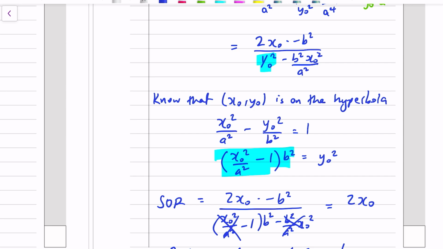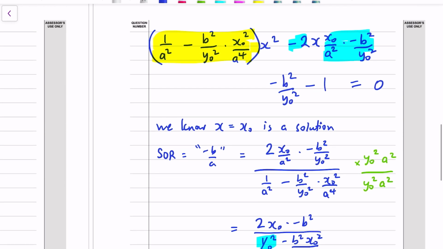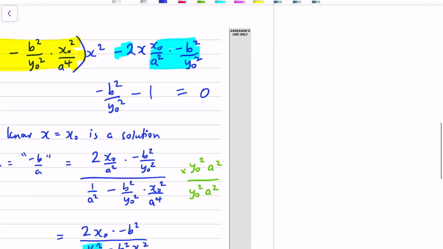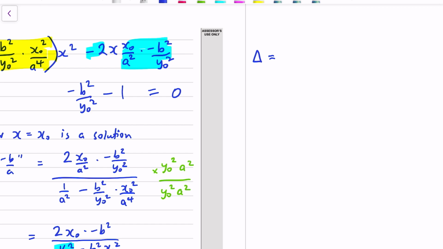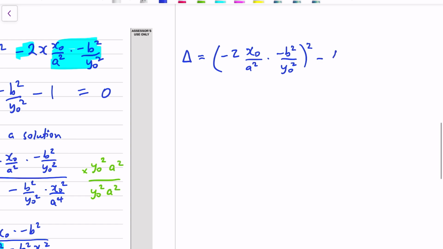where we replaced the y naught squared expression. So I wonder if the discriminant would have been an easy way to do this problem. Go back to that quadratic that's in standard form, that's in yellow and blue at the top, and then I go straight to discriminant, b squared, okay, the b part, minus 4 times a times c.